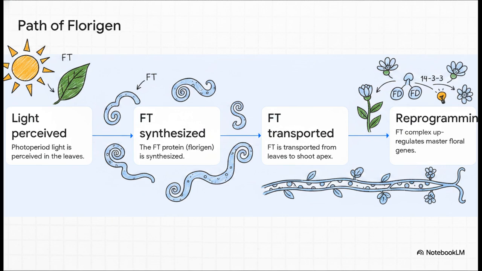Moving on to section 2, delivering the floral signal. So, once that massive sensory network agrees it's go time, the plant has to send a message to our protagonist, the meristem. Now, the actual decision is made down in the leaves, where the light is perceived.